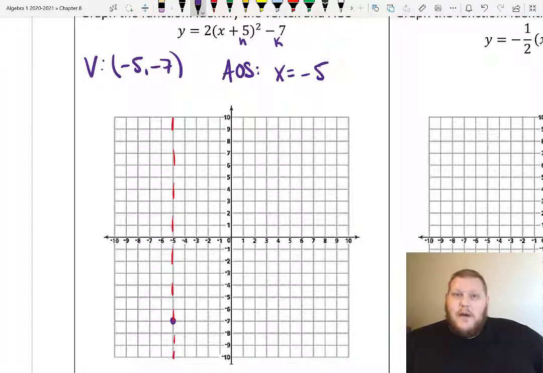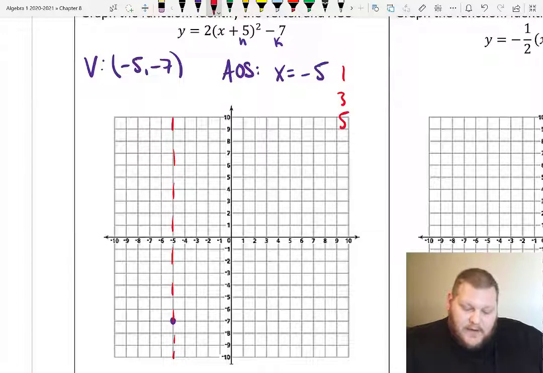I have a positive 2 out in front of my parenthesis, so that tells me my 135 shortcut is going to be doubled, right? Because that A value is always multiplying my 135 shortcut. So 135 is going to get doubled, so times 2. So instead of 135, I'm going to go 2, 6, and 10.